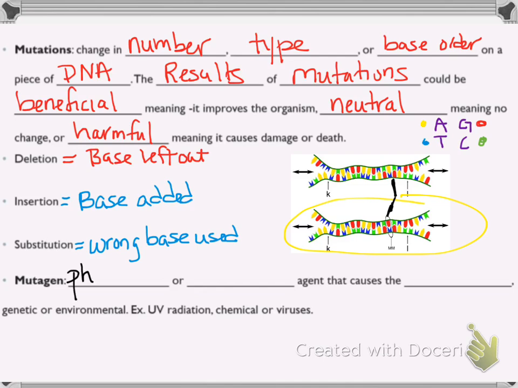Things that cause these mutations can be a physical or chemical agent. It can be because of genetics, or it can be environmental. Sometimes UV radiation causes changes in our DNA. Sometimes chemicals you're exposed to would cause changes in our DNA. Sometimes it's viruses that would cause a change. So they're called a mutagen.